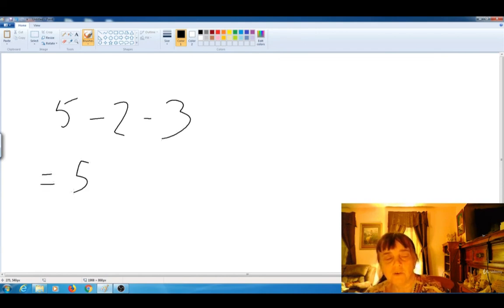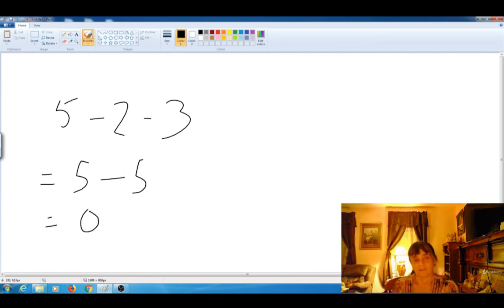Now, 5 minus 2 minus 3. Negative 2 and negative 3 is negative 5. 5 minus 5 is 0. Let's say you have 5 suckers. You take away 2, you end up with 3. Somebody takes those 3 away from you, you end up with 0. So 5 minus 2 minus 3 is 0.